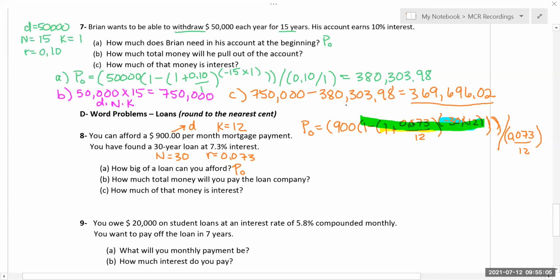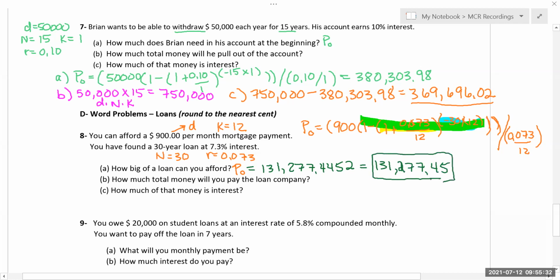So hopefully the calculator part is going okay for you, because that PO, when you calculate it out, should be 131,277.4452, which rounding is 0.45. So the answer to that first question looks like that. So that's for this house, for this mortgage payment, that's how big of a loan you can afford to take. Here's where it gets interesting.